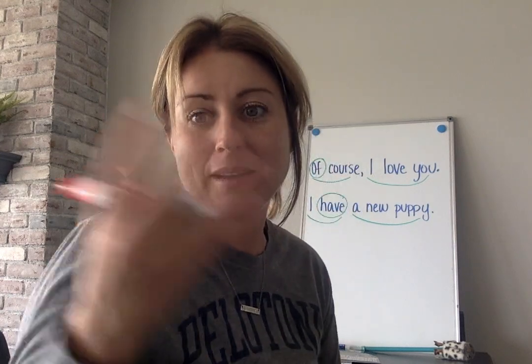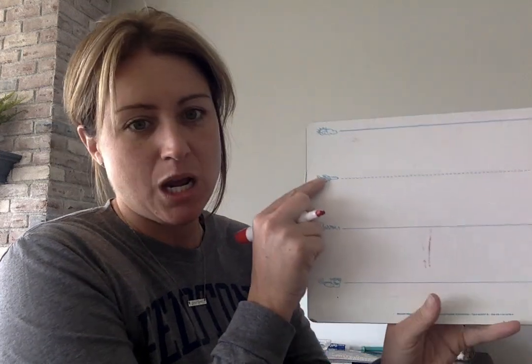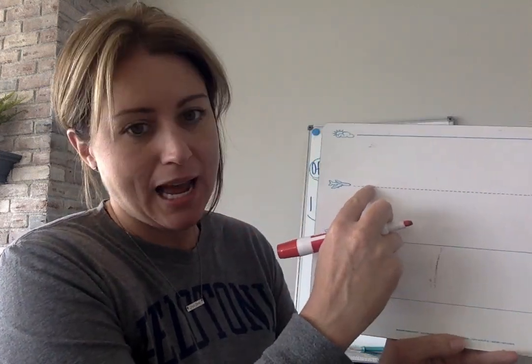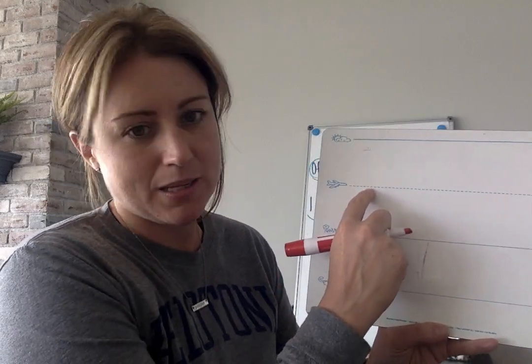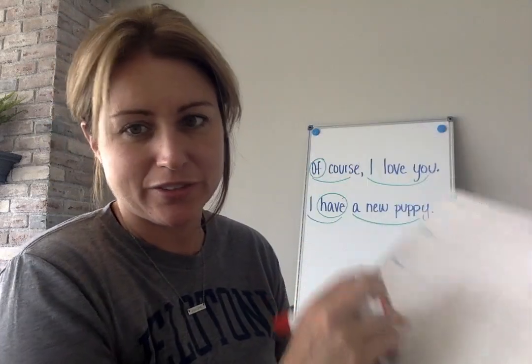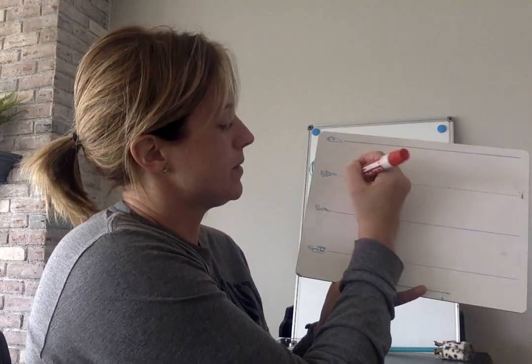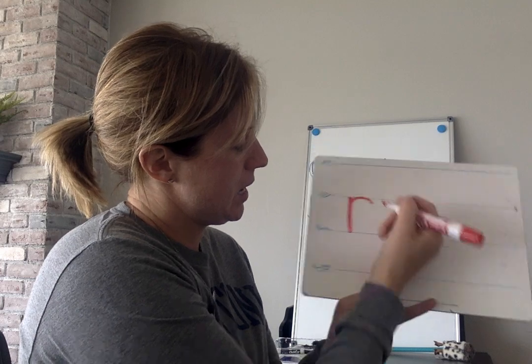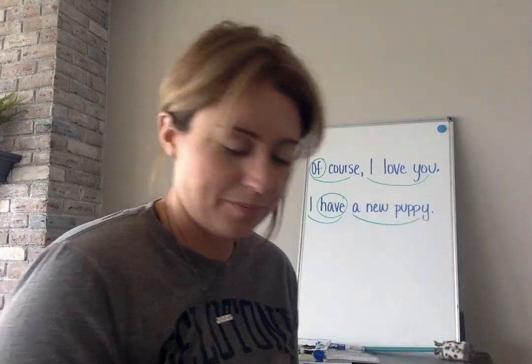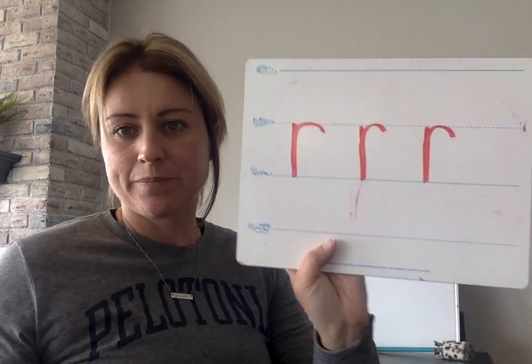All right, R. R is a plain line letter. It starts on the plain line. Point to the plain line. Go down to the grass line. Trace back up to the plain line and make a little curve. Okay? So you can watch me do it. Plain line, grass line, trace back up to the plain line, make a little curve. Okay. Make 3 of those. Circle your best one. Great.